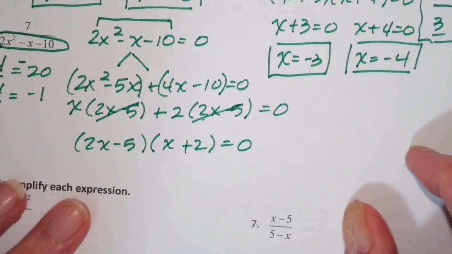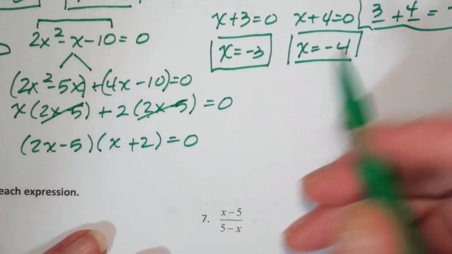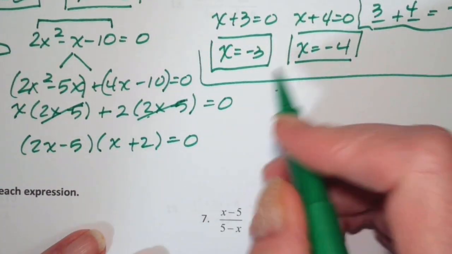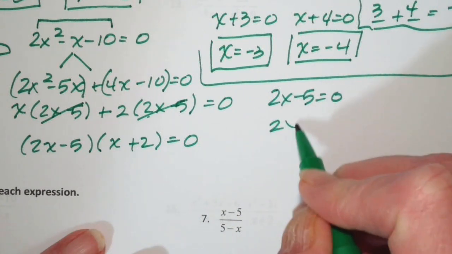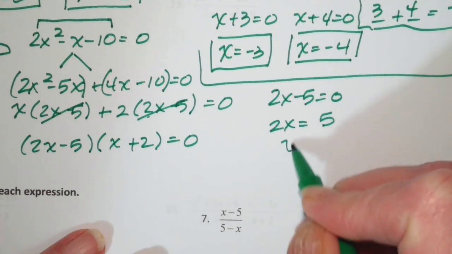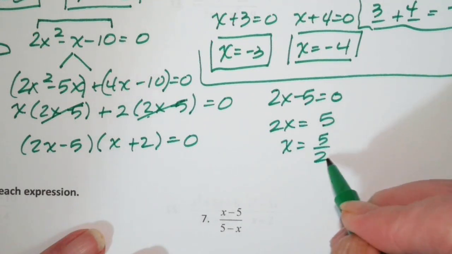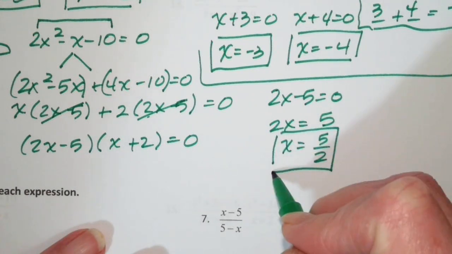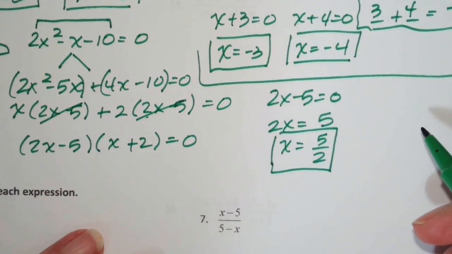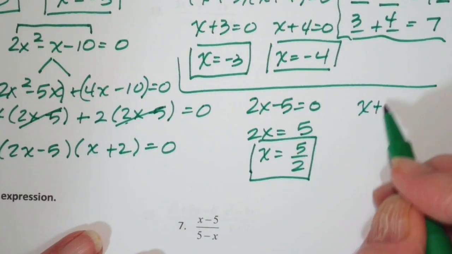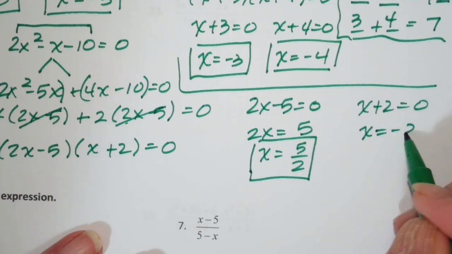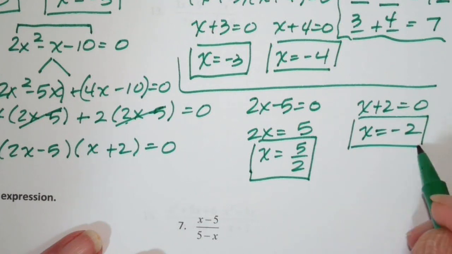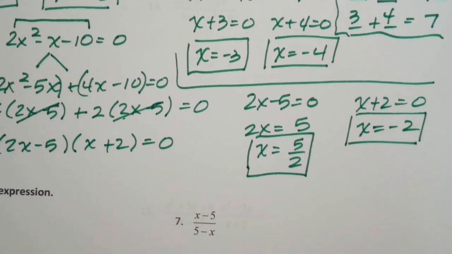So let me continue on over here. So if 2x minus 5 equals 0, that tells me that 2x is 5 and x is 5 halves. So if x is 5 halves, the denominator is 0 and is undefined. If I have x plus 2 equals 0, then x equals negative 2. So if x equals negative 2, the denominator is 0, so it is undefined.